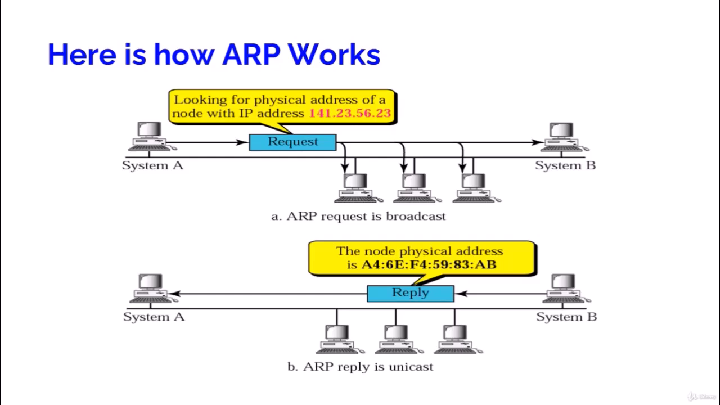Step 2. If the ARP resolution is not there in the local cache, the source machine will generate an address resolution protocol request. As you can see, System A has generated the message looking for the physical address of a node with IP address 141.23.56.23. Step 3. The source broadcasts the address resolution protocol request message to the local network. As you can see in the picture, the request message is delivered to each and every PC on that network.